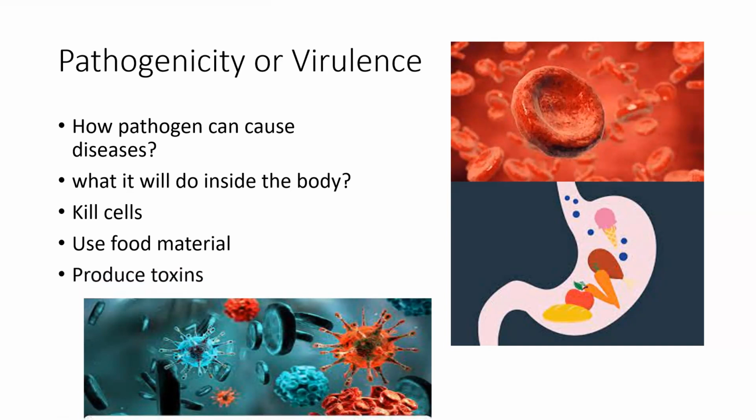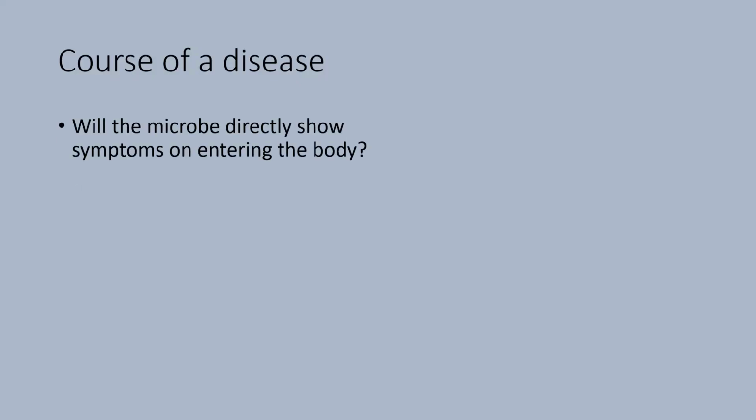The third way is it produces toxin. The pathogen will produce toxin. Okay. Now, next is cause of a disease. Now write. Don't write what is. So it will come in bold. Cause of a disease.